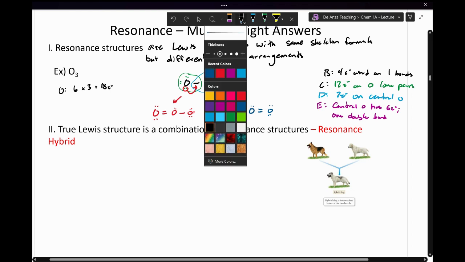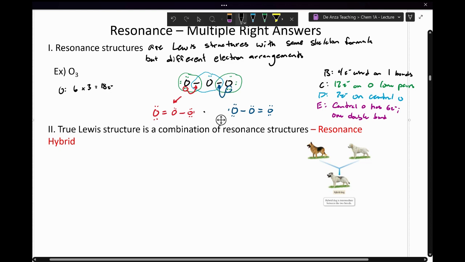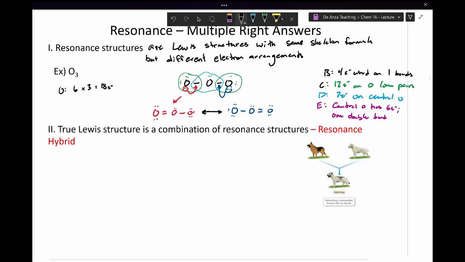And so I'll draw an arrow between these two with a double head to say that these are just 2 equivalent ways to describe the molecule. And obviously, they're just mirror images of each other. But it's saying that sometimes the oxygen on the left is donating, sometimes the oxygen on the right is donating. And that's how we represent these separate resonance structures. The true Lewis structure that describes ozone is actually a combination of the resonance structures. So we call that a resonance hybrid.